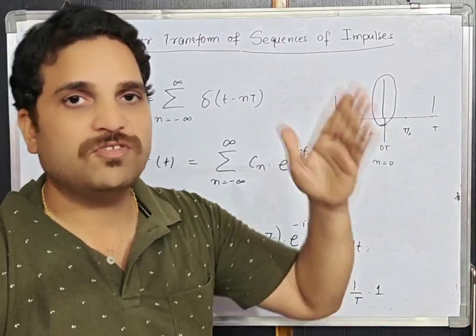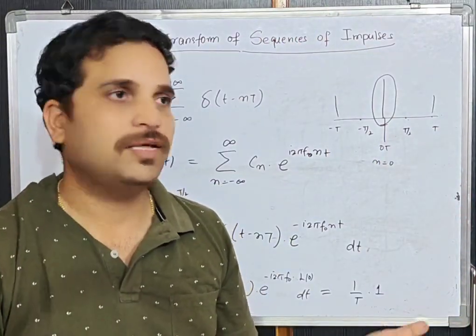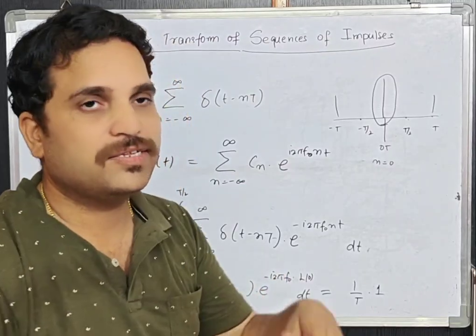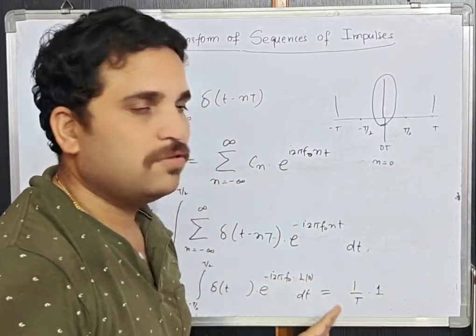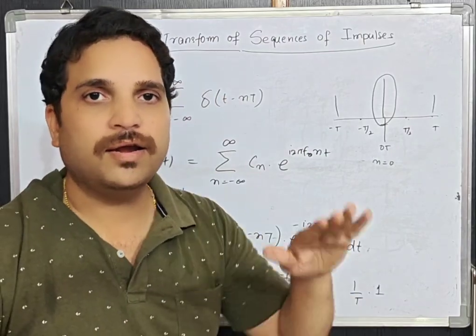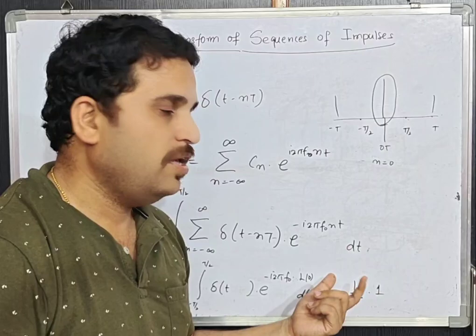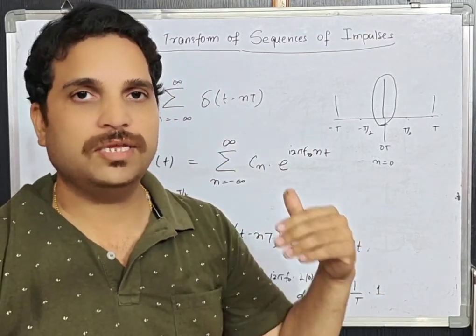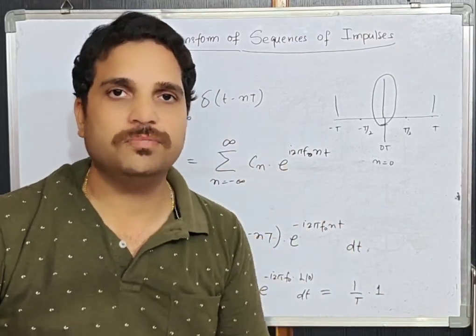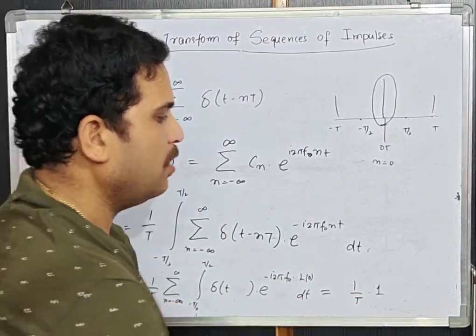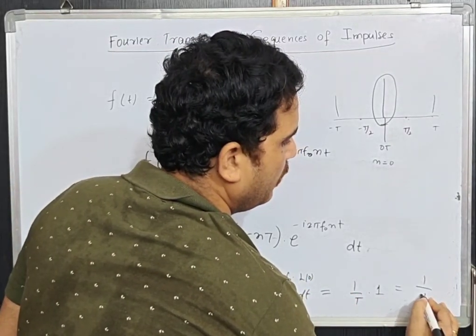You have seen in the last class video that if you take the integral from minus infinity to plus infinity, it is defined at only one particular value, that is t equal to 0, where it is infinity, and the area under that particular Dirac function is 1. In the previous video, which you can find in the description, we saw that limit. So the coefficient value becomes equal to 1 by T.